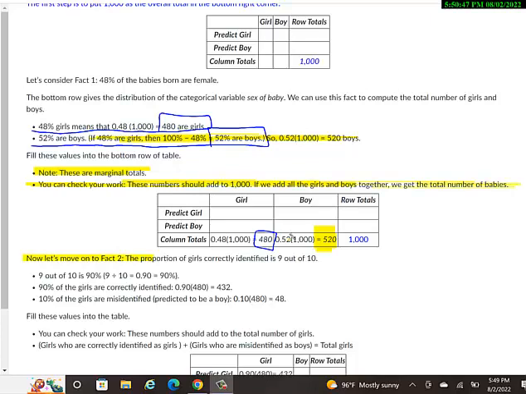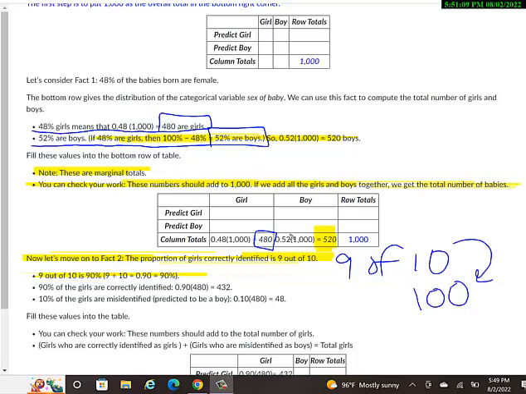Now let's move on to fact 2. The proportion of girls correctly identified is 9 out of 10. 9 out of 10 is 90%. You just multiply by 10. If we want it as a percentage, we'd like it to be out of 100. How do I get from 10 to 100? I multiply by 10.